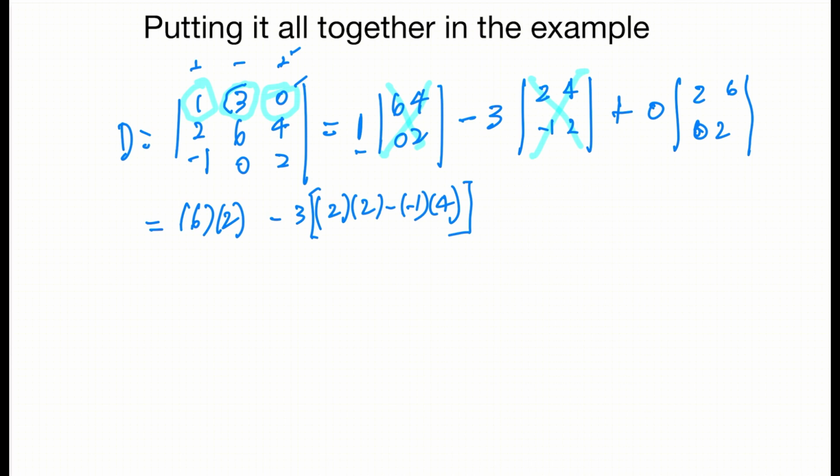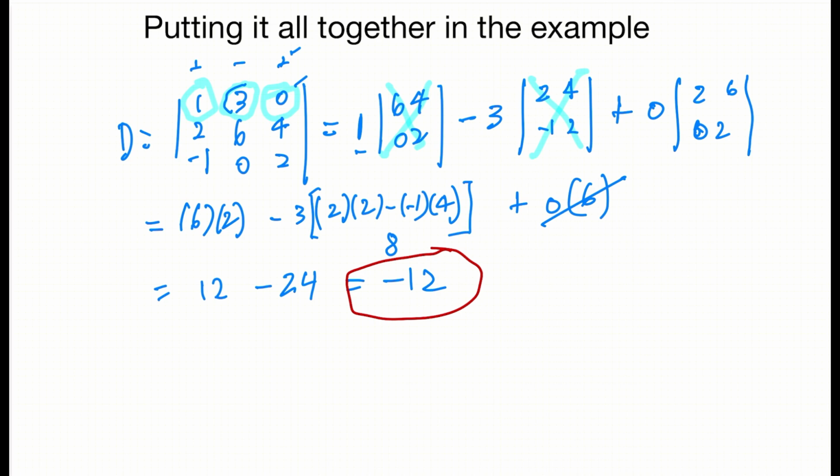And so that's 3 times, this turns out to be an 8. So it's 3 times 8. And then the last one is 0 times, and that was a 6. So I'm not going to bother to recalculate that because it just goes away. So that's going to turn out to be 12. Minus 3 times 8 is minus 24. That's equal to -12.